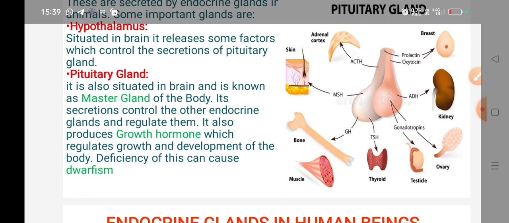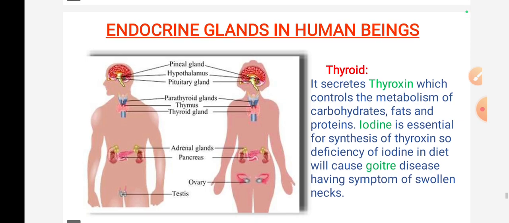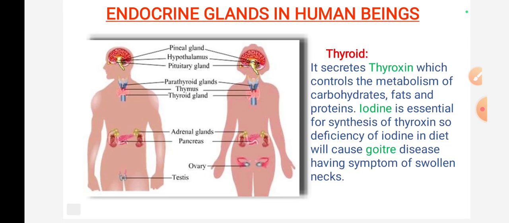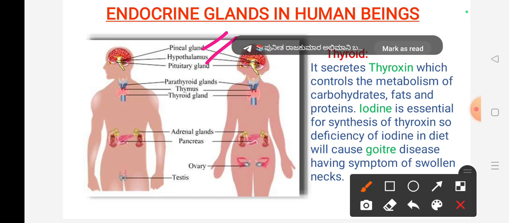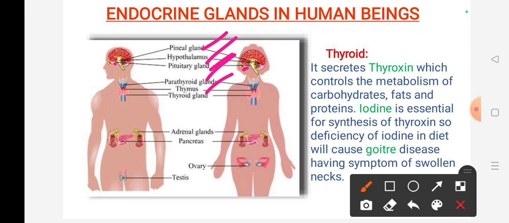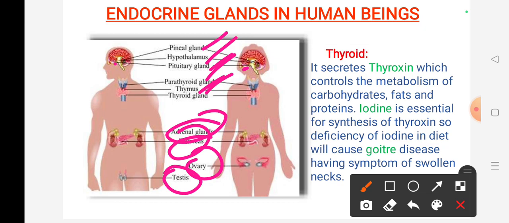You have already seen the different structures. Now, endocrine glands in human beings. In the brain region, the pineal gland, hypothalamus, and pituitary gland are there. Then the parathyroid gland, thyroid gland, and thymus gland are there between the neck and chest. And near our kidneys, the adrenal glands are there, then the pancreas, ovary, and testis. These are the important hormone-producing glands in our human body.